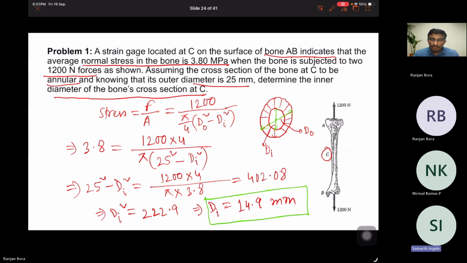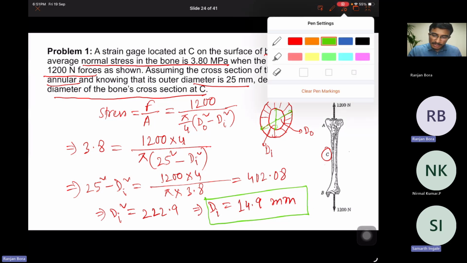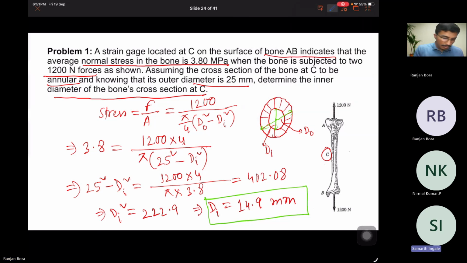So how did you take the area? What's your logic there? Pi by 4... What is the area for a circle? It is pi r square, right? Yes, I am taking it in terms of diameter. If we put r equal to d by 2, it is pi d square by 4, right? Yes. And then they simply subtract inner from outer.